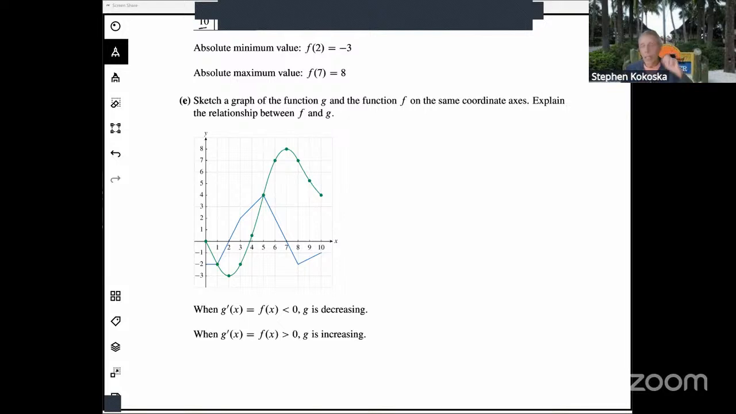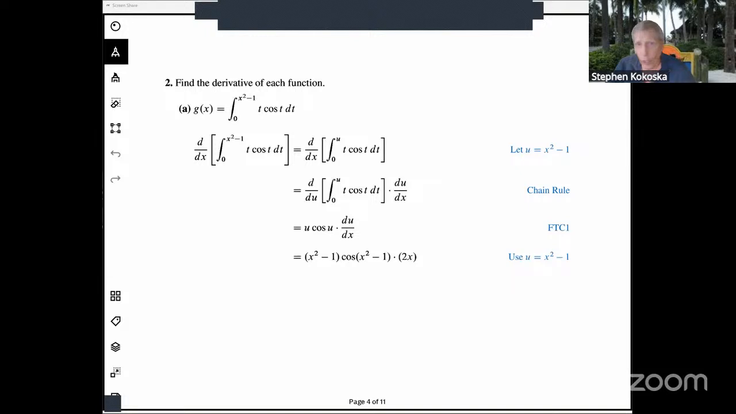And so one thing that I might ask my students is, can you see any sort of relationship between these two graphs? And with a little bit of prodding, one might see that when g prime of x, which is f of x, is less than 0, g is decreasing. When f of x is greater than 0, g is increasing. And that might lead your students into the idea of the fundamental theorem of calculus, and that there is some sort of connection here between that function g defined as an integral and the derivative of g and f. Very cool. I like that one. It's got a lot of nice questions in there that you might see on the exam.